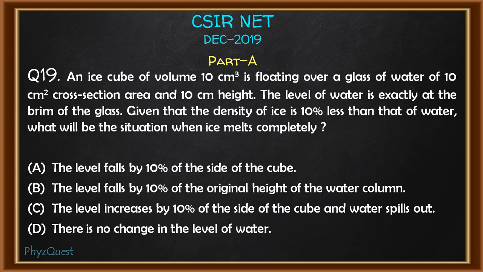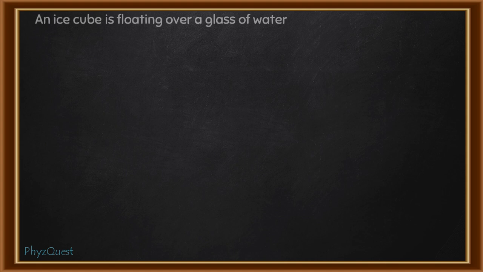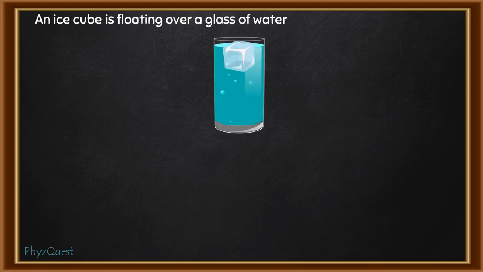Four options are given, that is, after the ice melts whether the level of the water will increase or decrease or there will be no change. So let's discuss that. There is an ice cube floating over a glass of water. Now let us see what information we have. First of all, the volume of the ice cube is 10 centimeter cube.